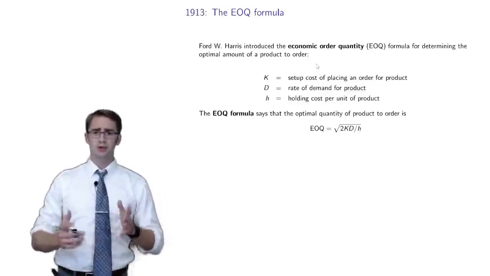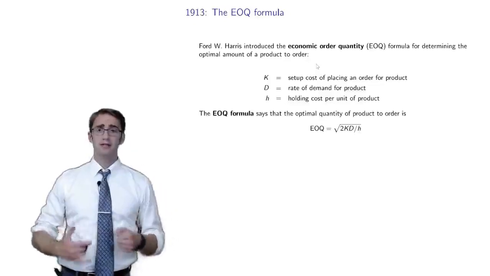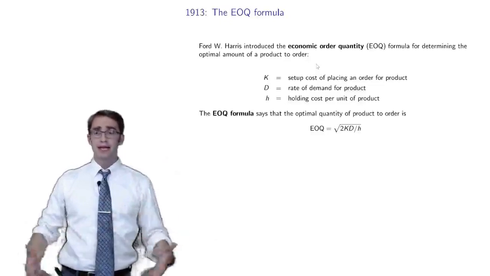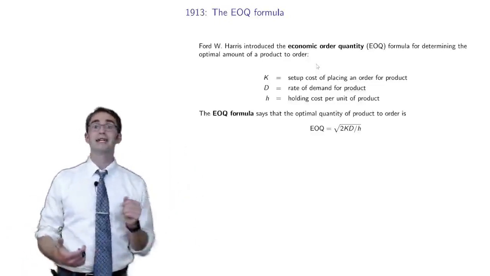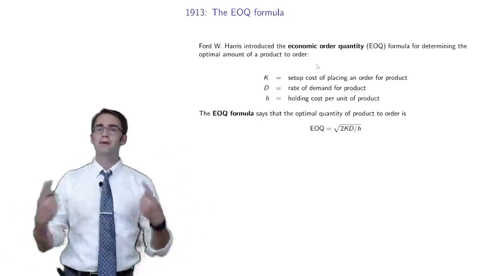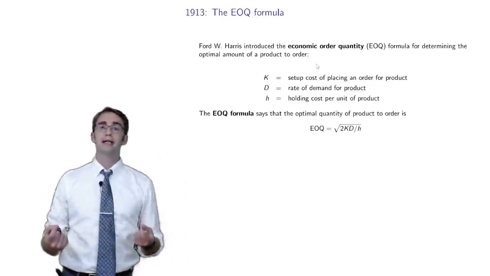Imagine that you've got a store and you sell things. Okay, now you have people who come into your store and they want to buy stuff. So you have a constant rate of demand. That's the letter D. Okay, D is how frequently people are coming into your store and asking to buy some product of yours.